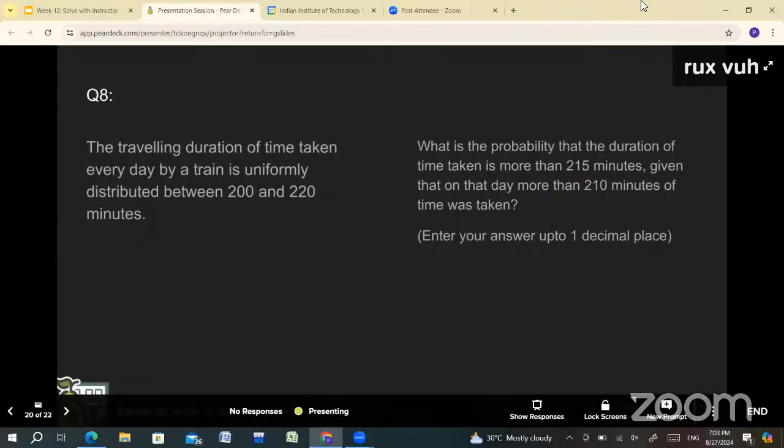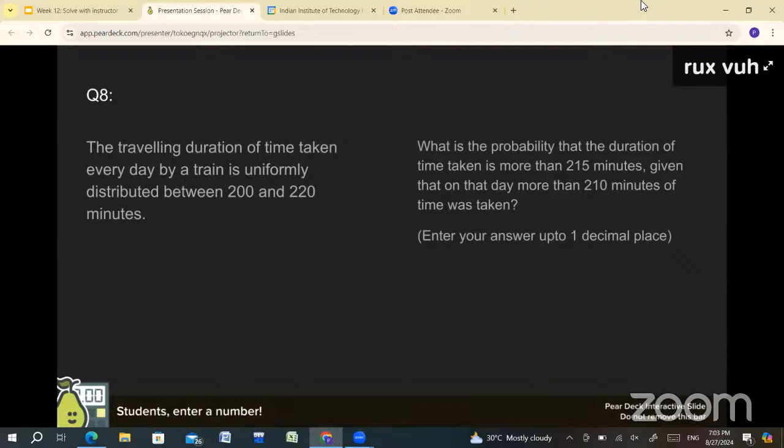The next question is on the traveling distribution. The traveling duration of time taken every day by a train is uniformly distributed between 200 and 220 minutes. What is the probability that the duration of the time taken is more than 215 minutes, given that on that day, more than 210 minutes of time was taken?